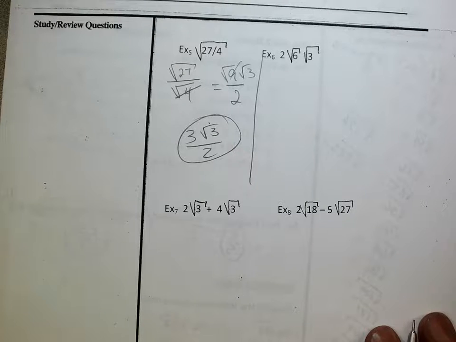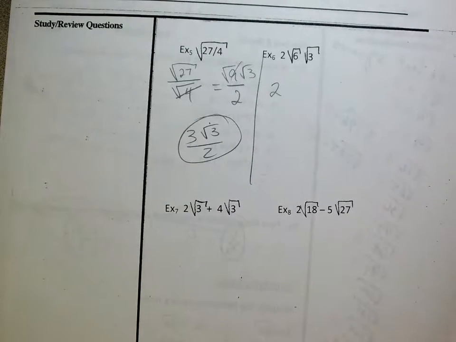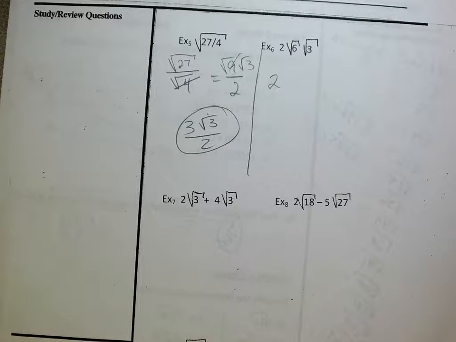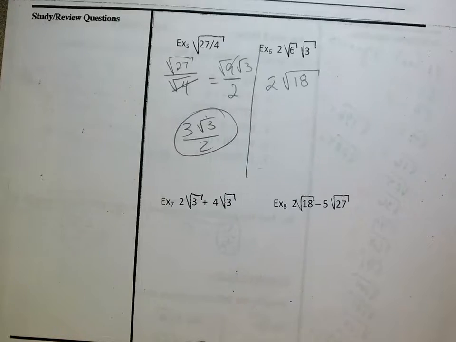Okay, example 6. So let's multiply. The 2 is a regular 2. Leave it, just leave it there, okay? But the square root of 6 times the square root of 3. You can multiply square roots together. You're going to get a square root of 18. Okay?